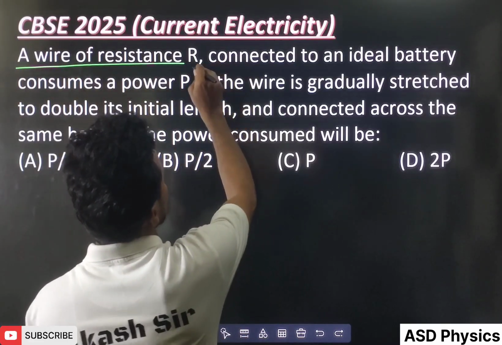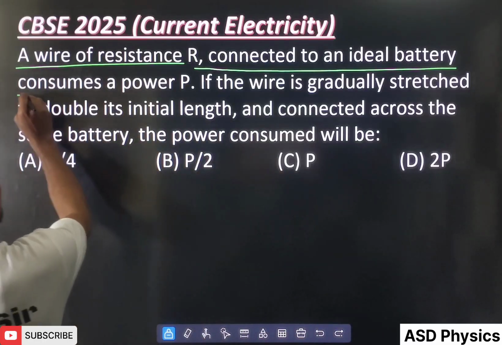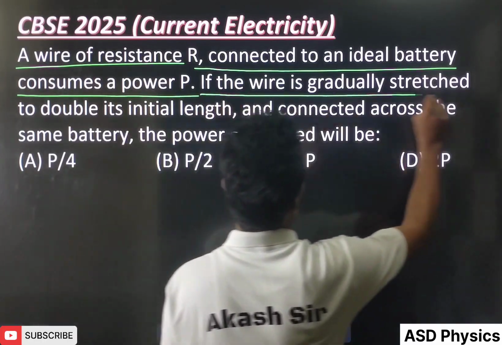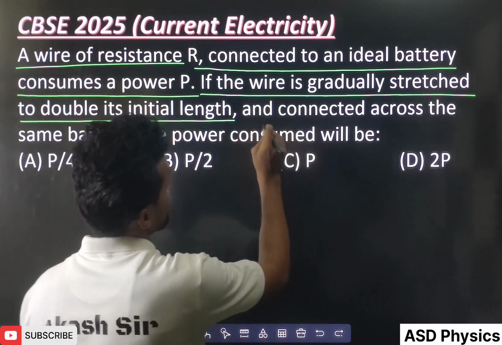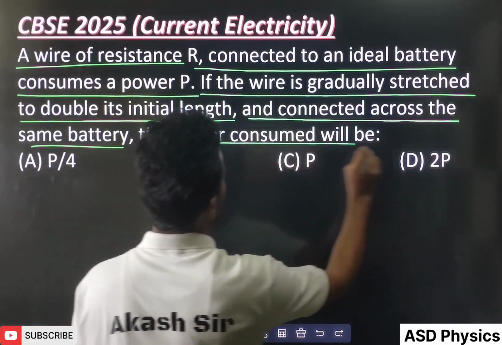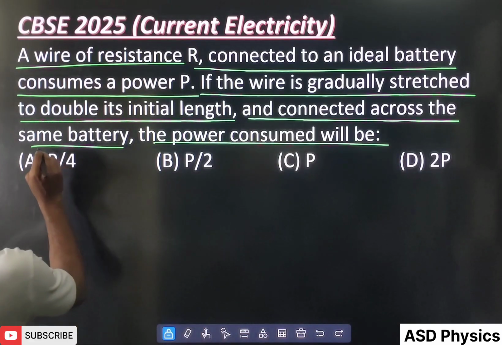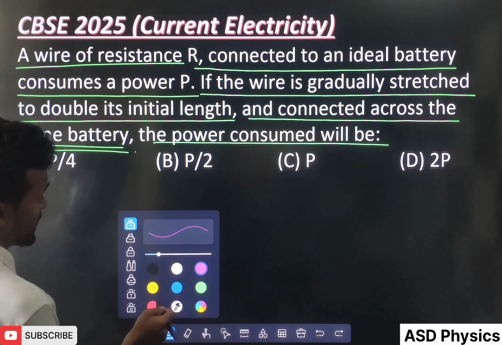A wire of resistance R connected to an ideal battery consumes a power P. If the wire is gradually stretched to double its initial length and connected across the same battery, the power consumed will be how much? You can see the same battery is there, and let's take the potential of the battery as V.